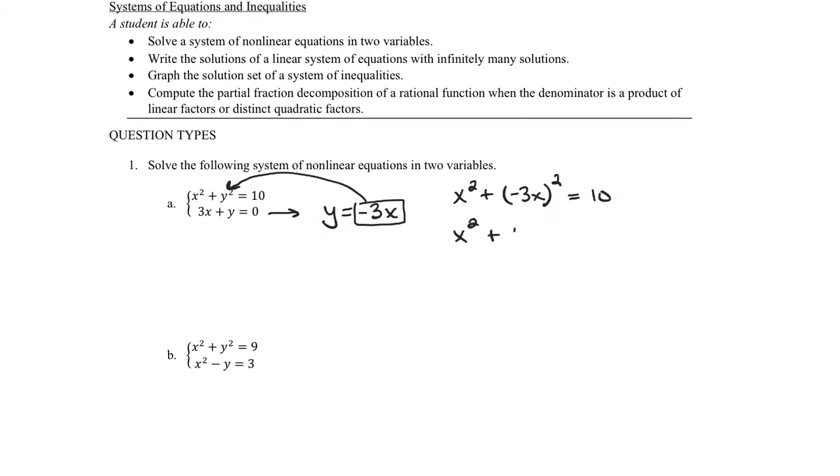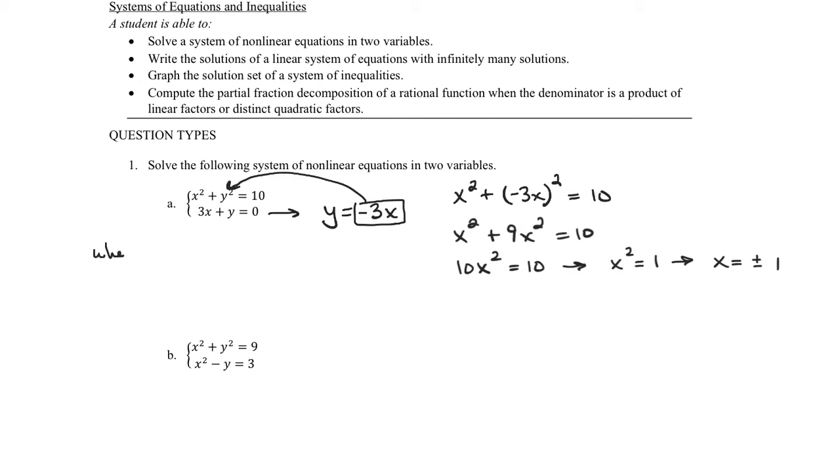x squared plus 9x squared equals 10. Combine those to get 10x squared equals 10. Divide by 10, get x squared equals 1. So x is equal to plus or minus 1. So what we have are two values of x, so we need to find the corresponding y values.